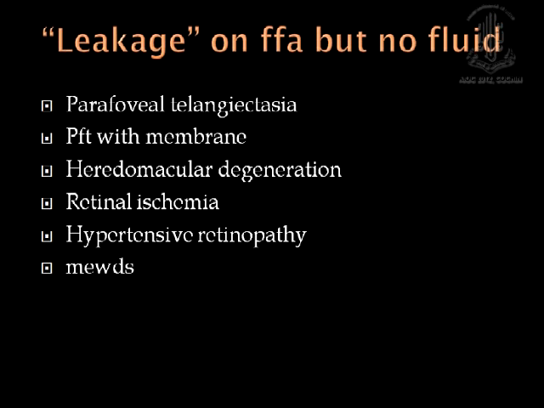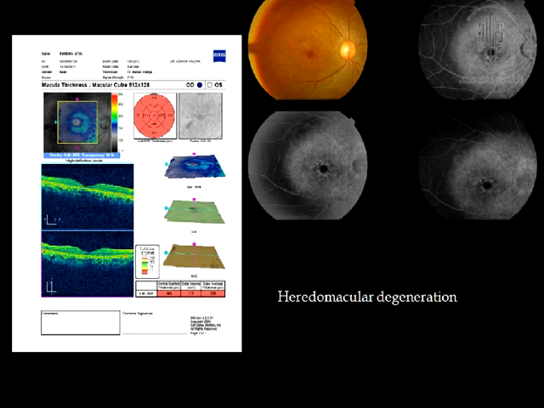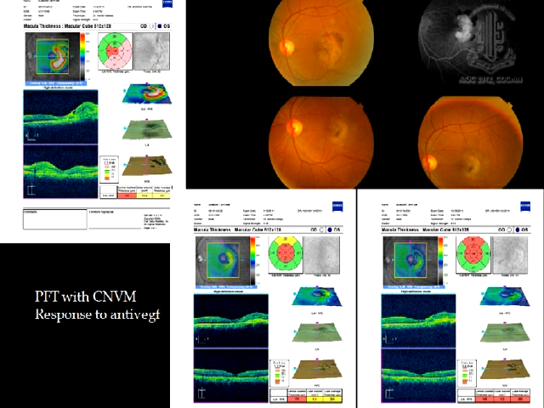So sometimes you have patients who have a so-called leakage on the FFA but no fluid. These are patients with parafoveal telangiectasia with membranes, heredomacular degeneration, retinal ischemia, hypertensive retinopathy, or patients with myopia. Here you see a patient with heredomacular degeneration showing Stargardt disease with staining over here, and you can see that the retina is very thin and atrophic. This is another patient with parafoveal telangiectasia with a secondary choroidal neovascular membrane which is showing the membrane over here and a response to treatment.